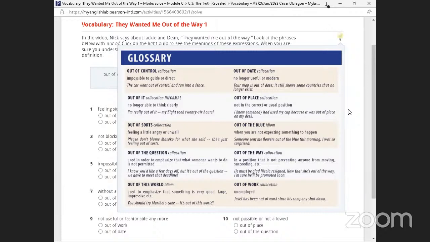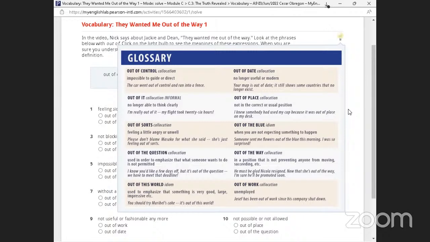Okay, the other one is out of the question. Collocation. Use in order to emphasize that what someone wants to do is not permitted. I know you had like a few days off, but it's out of the question. We have to meet that deadline. Okay. Out of this world is an idiom used to emphasize that something is very good, large, impressive, etc. You should try Maribel's cake. It's out of this world.